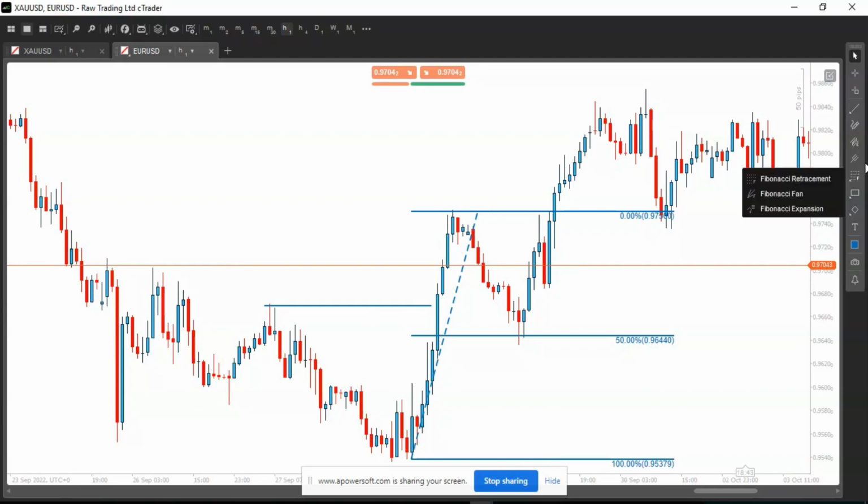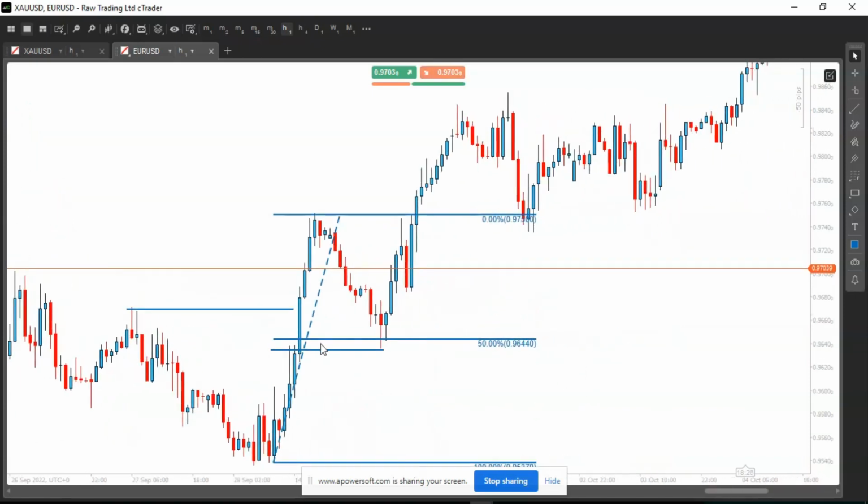Now you can see that the market came down below this level, below level 50. For a bullish market, we can see that it came and tapped below level 50. It tapped into discount. And then they come and make a profit.